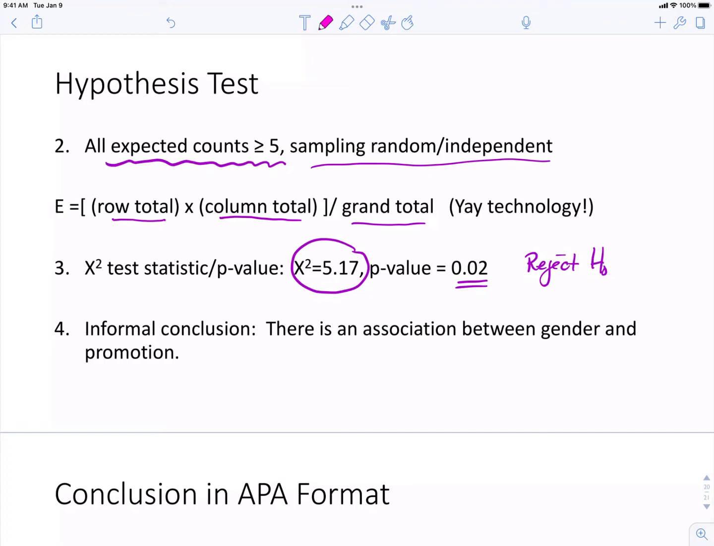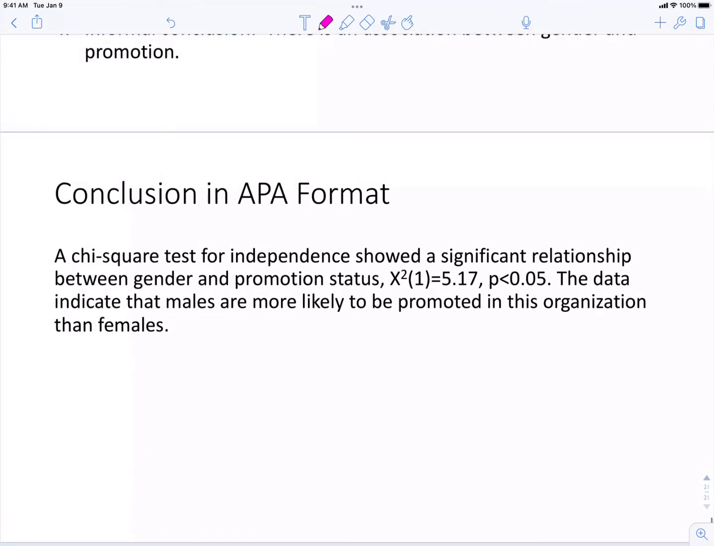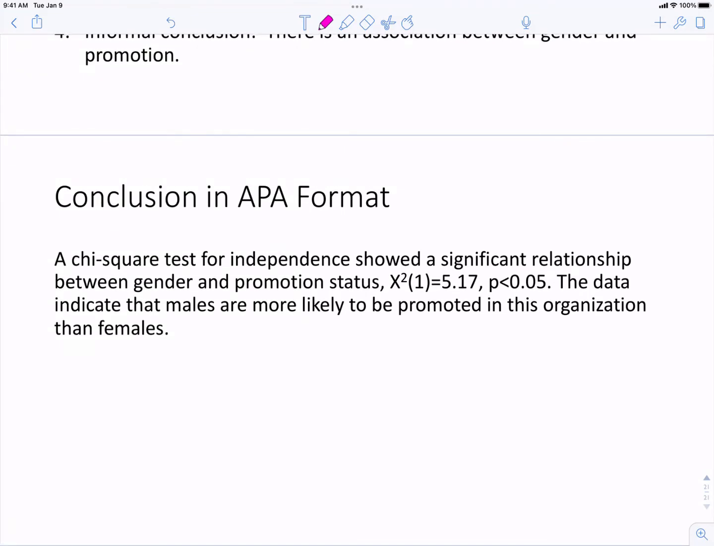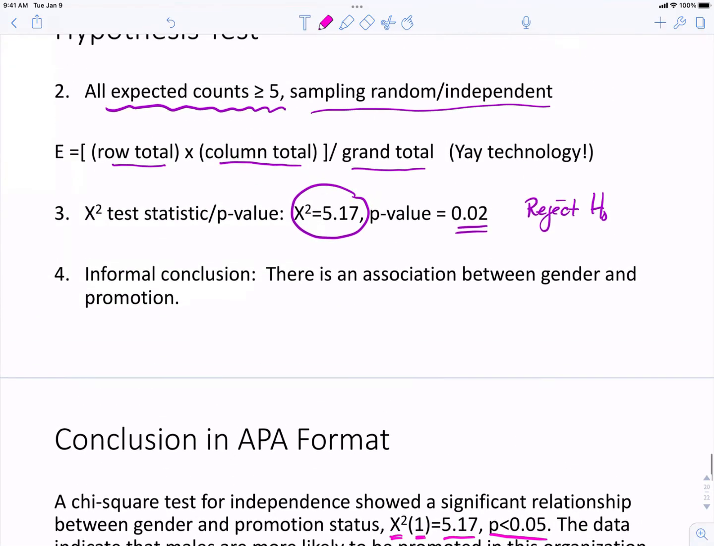Okay, so here's our informal conclusion. There is an association between gender and promotion. And here would be our conclusion in APA format. A chi-square test for independence showed a significant relationship between gender and promotion status. Again, chi-squared letting your reader know that you approached this with a chi-square distribution. The degrees of freedom in this case would be equal to 1. Here's our chi-squared test statistic, and our p-value is less than 0.05. And then here's a clarifying sentence. The data indicate that males are more likely to be promoted in this organization than females.